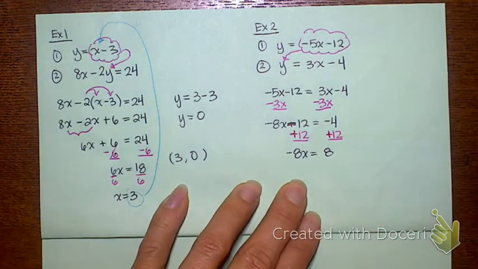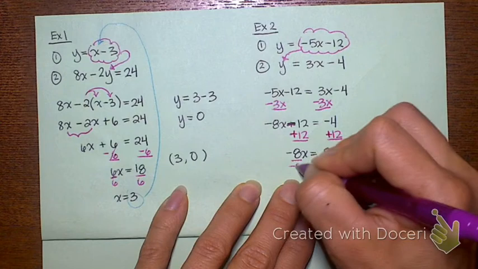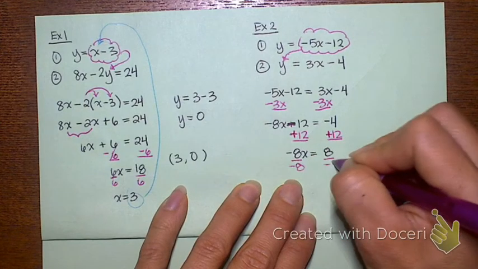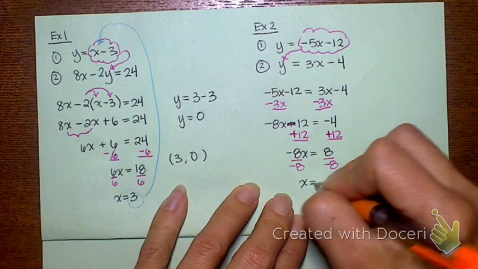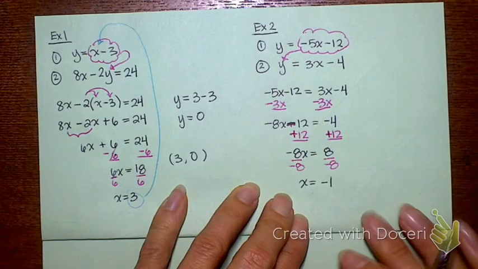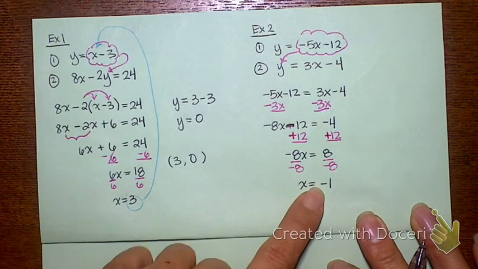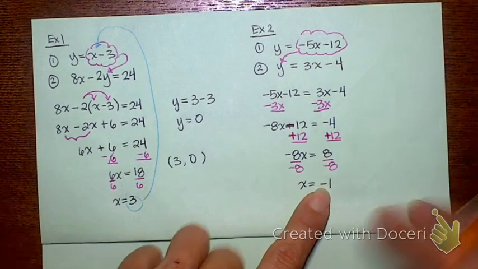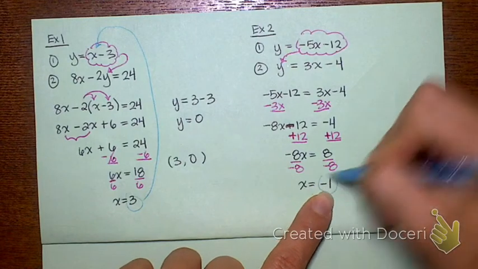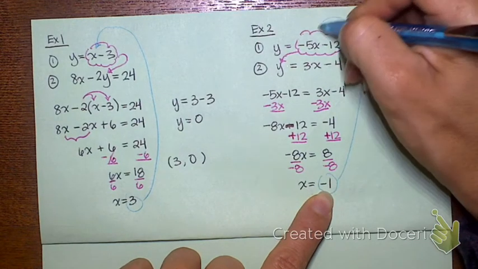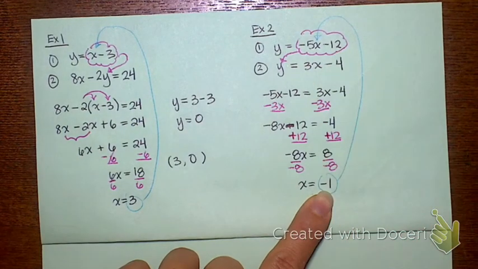Okay. And then last, what do I do? Divide. Divide by negative 8, right? Okay, what kind of 1 do I get for my answer? Negative 1. Okay. All right. So now that I have my x value, I can plug this x value back into where I started, right? So I can take this x value and I can plug it back into where I started, okay? And that will help me find the y value.